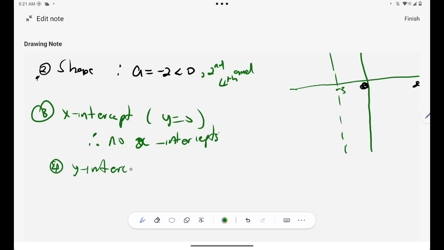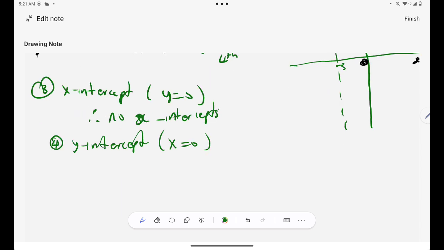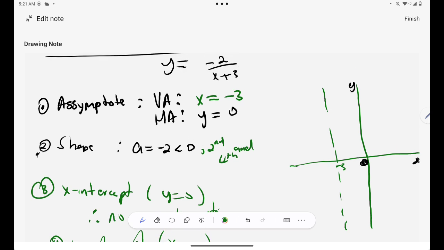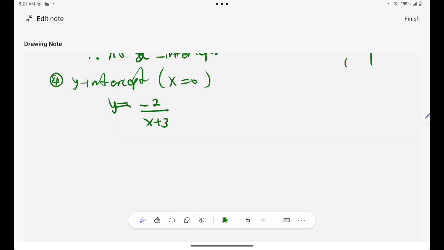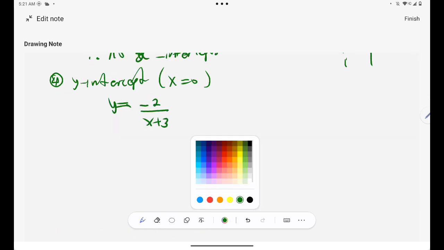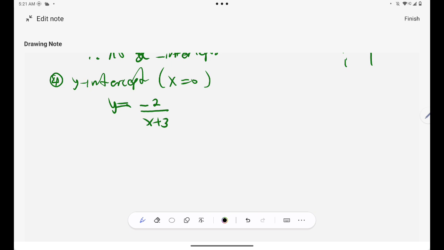Then for y-intercept, just make x 0 and then substitute for y-intercept. Make x 0, solve for y. Y is equal to -2 over x plus 3. Is it x plus 3? Yes. Okay, just go there and then put 0 whenever I see x.